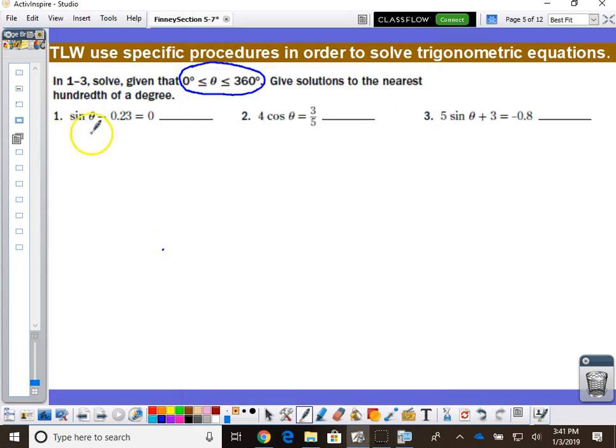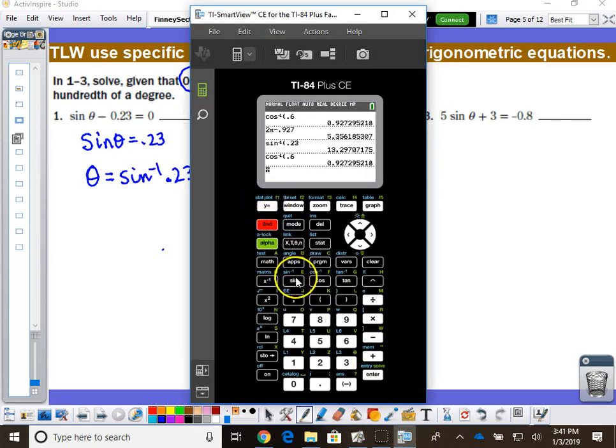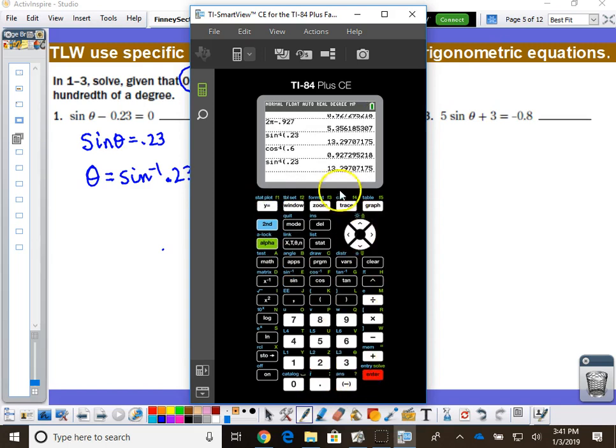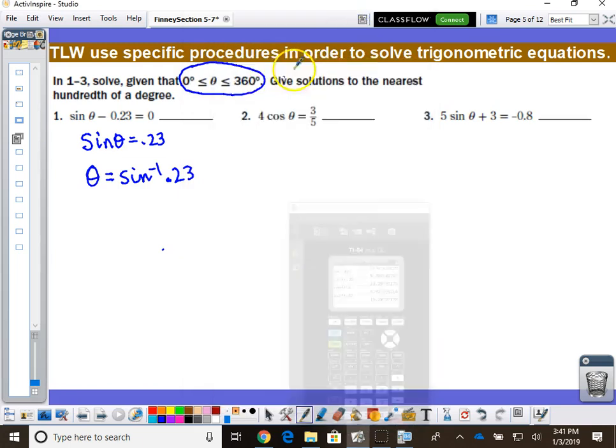Okay, so I've got to solve this and get the sine part by itself. So the sine of theta is 0.23. And since I'm looking for the angle, that means I'm going to be doing the inverse sine of 0.23, which when I type that in my calculator, second sine of 0.23 is 13.297, which is 13.3.